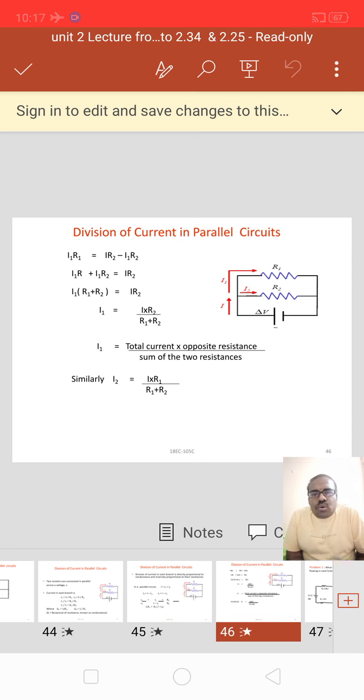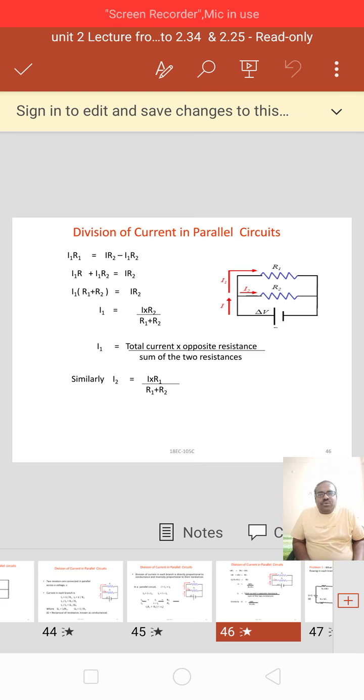Okay. Now I1 R1 equal to I into R2 minus I1 into R2. I1 R1 plus I1 R2 equal to I into R2. I1 into R1 plus R2 equal to I into R2. Now making different shufflings, we get I1 equal to I into R2 by R1 plus R2. That is, total current into opposite resistance by sum of two resistances. It is the correct formula for finding the value of current present in the branch.